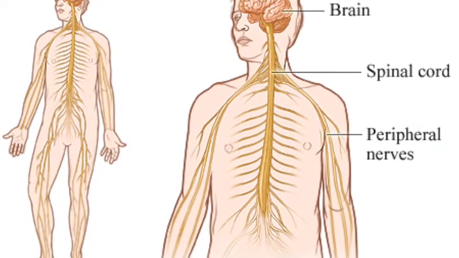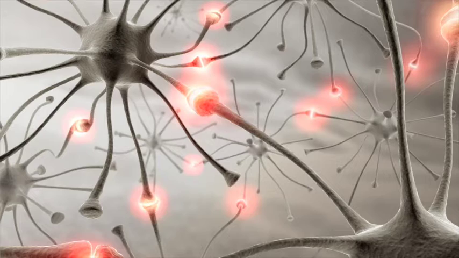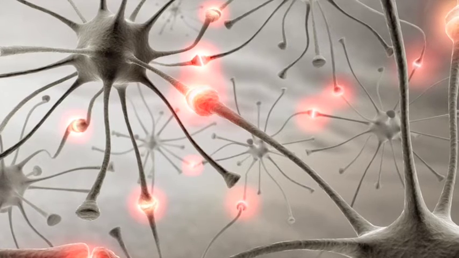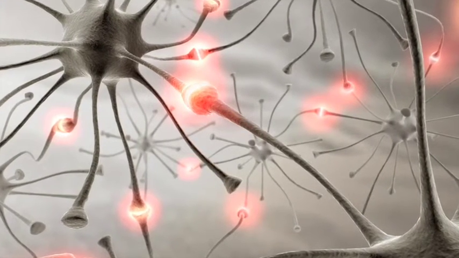Function of the nervous system. The nervous system collects information about a body's internal and external environment, processes that information and responds to it. Function of neurons: transmit nerve impulses.